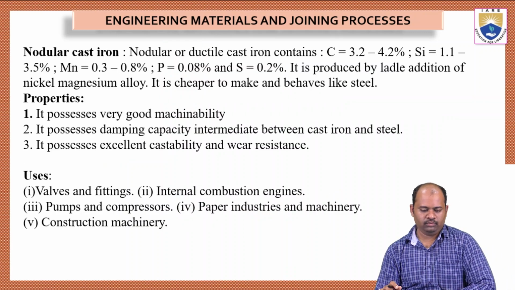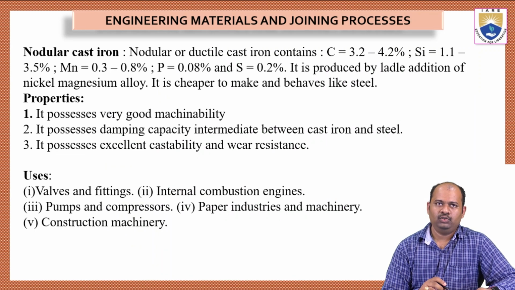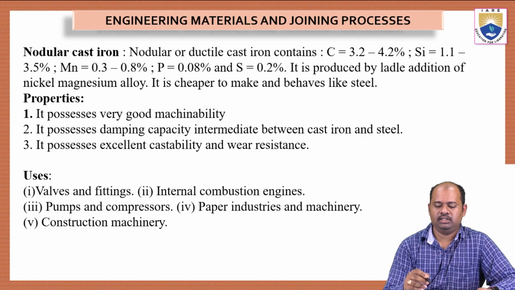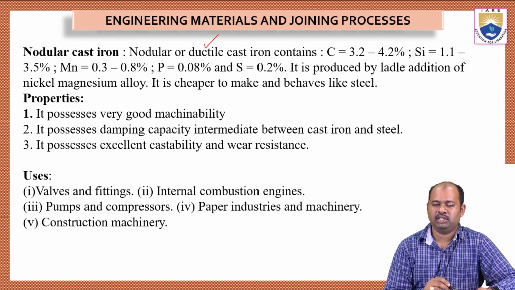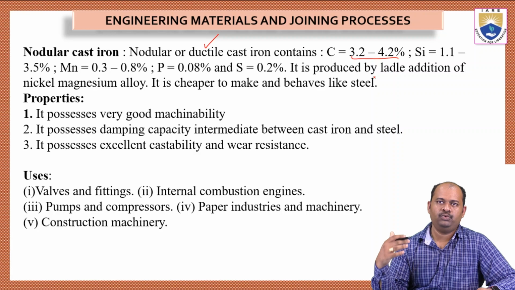Okay, so let us see another type of cast iron, that is nodular cast iron. Nodular or ductile cast iron is a very special type of cast iron, showing a special property, that is ductility, which is not seen in any other kind of cast iron. This ductile property makes it special out of all the different cast iron types. The carbon percentage is about 3.2 to 4.2% and silicon is 1.2 to 3.5%, and other impurities are there. Here the carbon ranges from 3.2 to 4.2%.